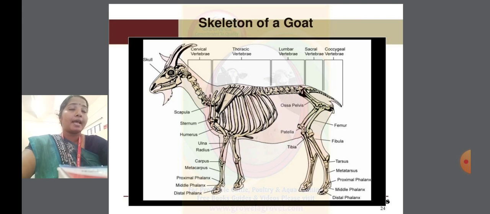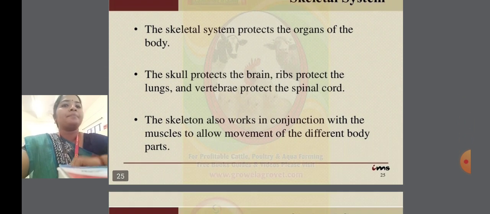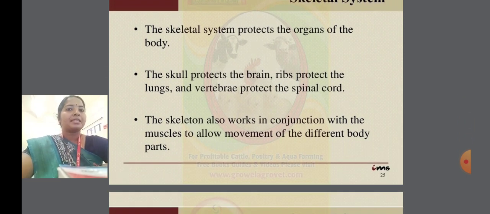We human beings have fibula and tibia. Likewise, it has carpus and metacarpus. So, the skeletal system protects the organs of the body. The skull protects the brain, ribs protect the lungs, and vertebrae protect the spinal cord.